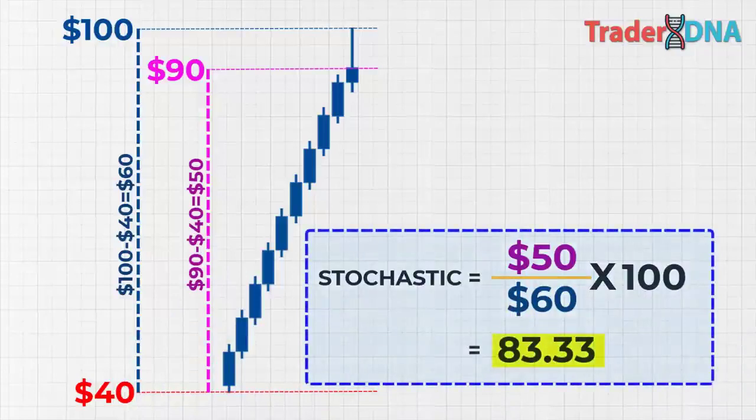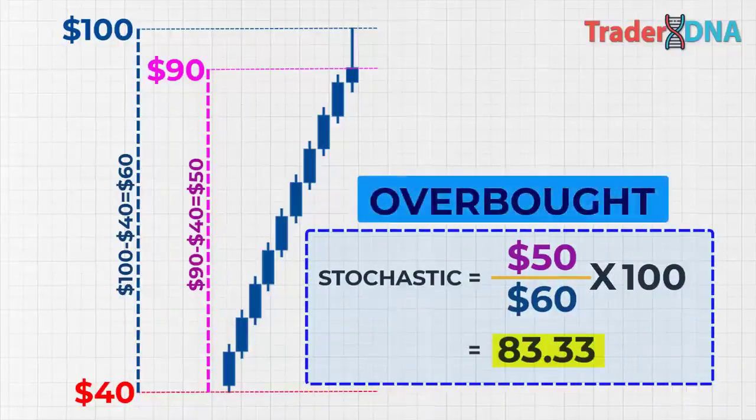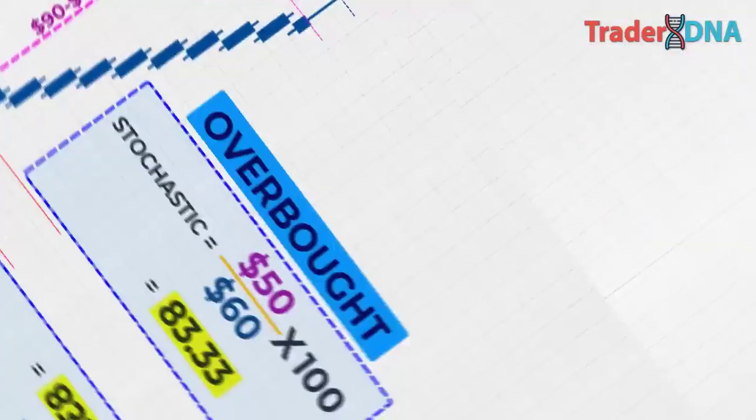Since this value falls within the range of 80 to 100, it clearly resides in the overbought zone. The high stochastic value indicates that prices have shown considerable strength over the course of these 10 candles, suggesting that market conditions favor further upward movement.